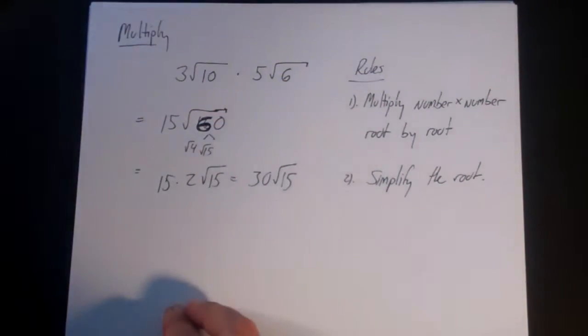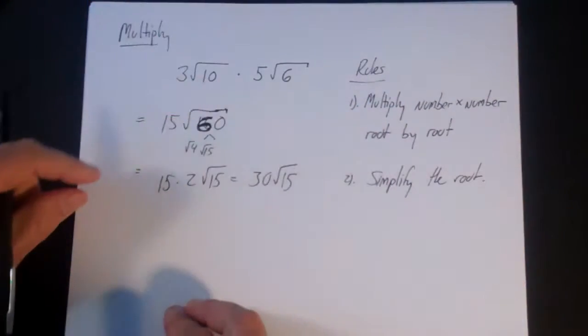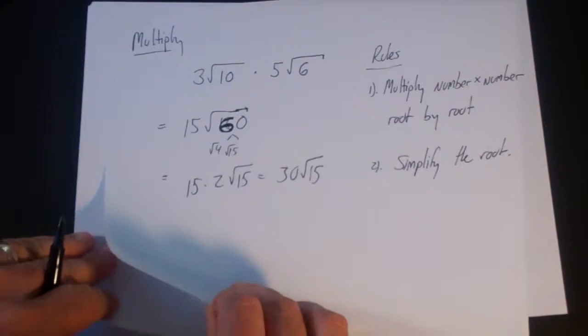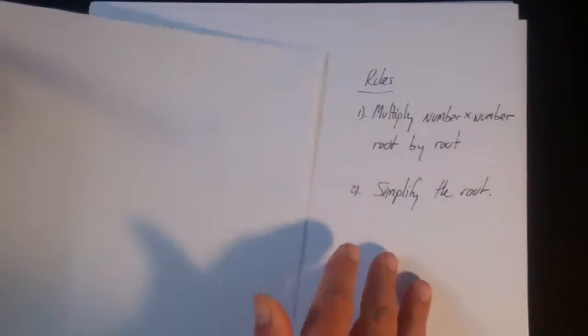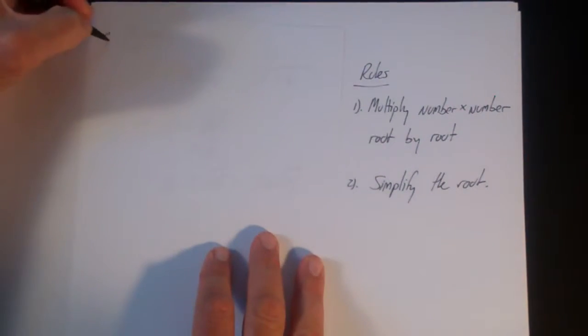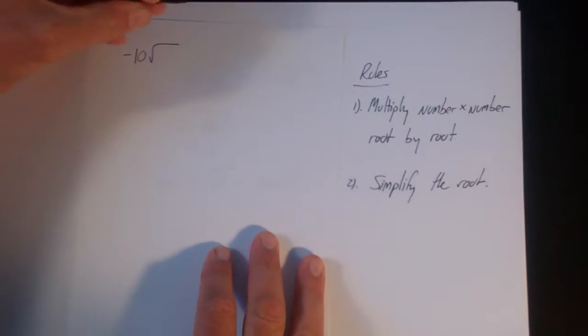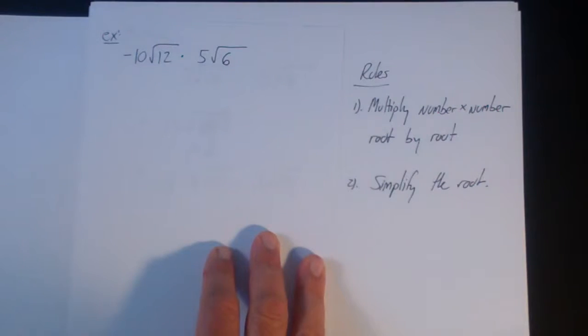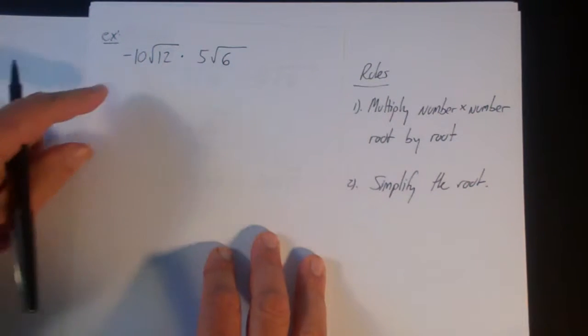When you're multiplying square roots, you multiply the number times the number and the root by the root. Let's look at another example. I'm going to leave the rules right here. Let's look at minus 10 square root of 12 times 5 square root of, let's say, 6 again.